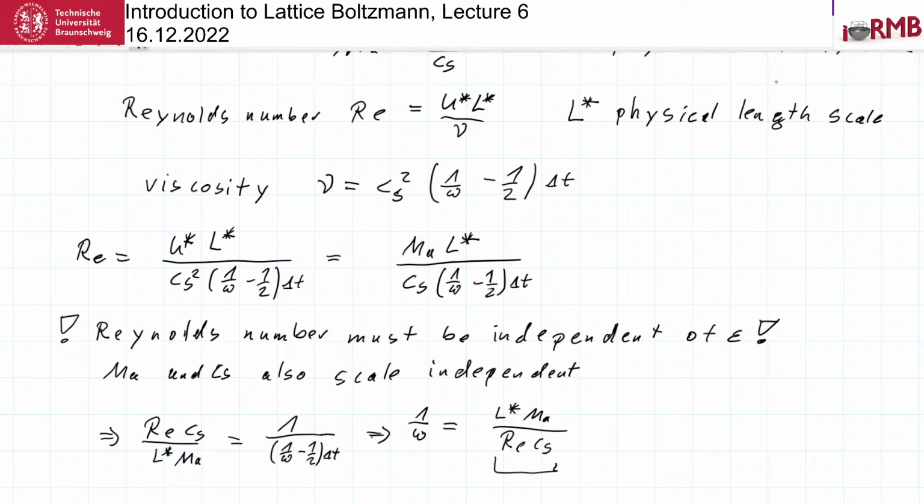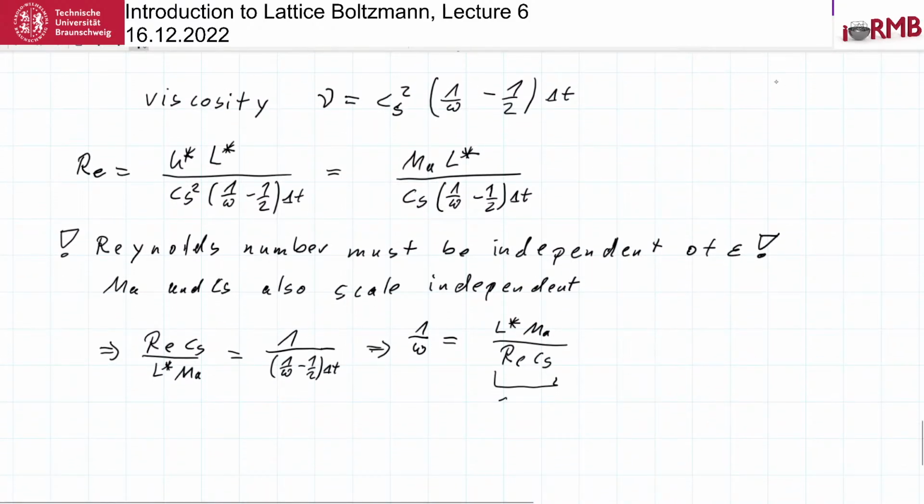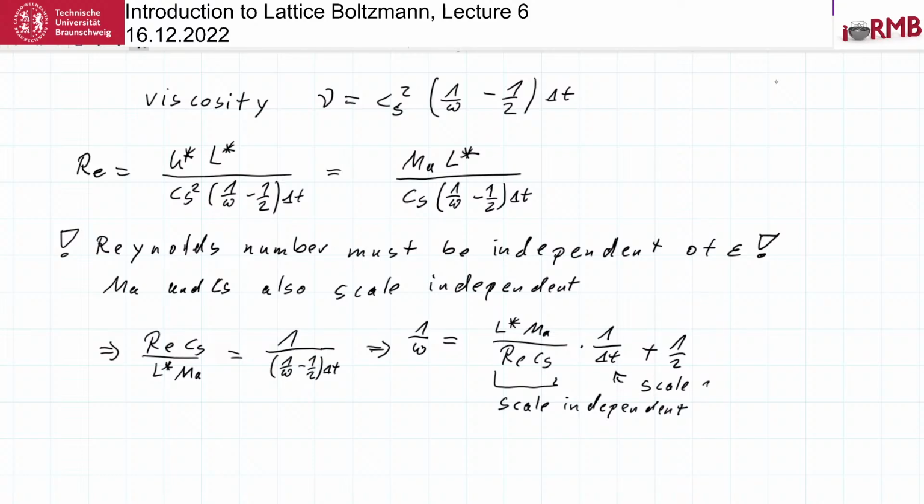So the important thing is that all of this here is supposed to be scale invariant, right? Scale independent. And this now goes into 1 over delta T plus 1/2. So 1/2 is apparently scale invariant, but this here is scale dependent. So this depends on scale, which means that 1 over omega depends on scale.